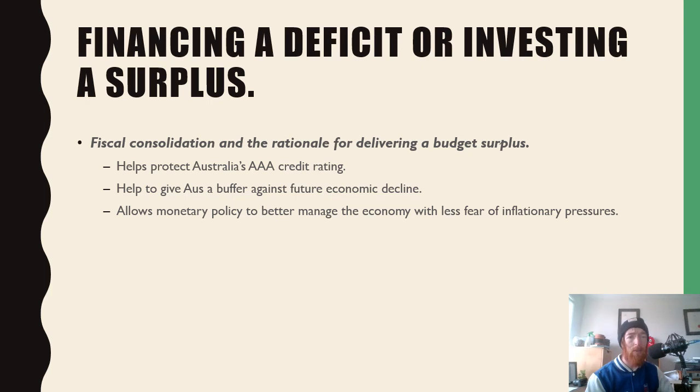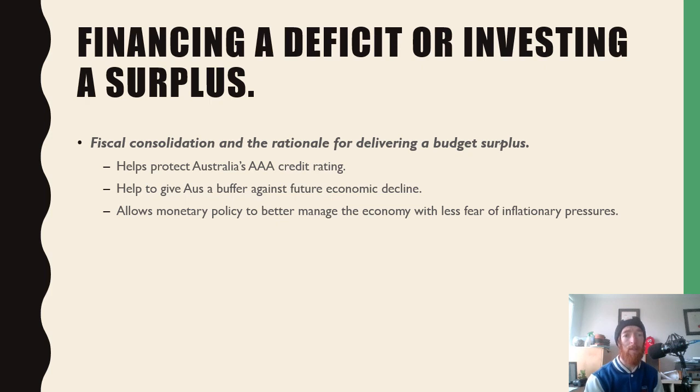It also will help give Australia a buffer against future economic decline. So if we get towards a budget surplus, it means we can put aside that money for a rainy day. Much like this pandemic, if we had money saved, we'd be in less strife overall because we'd be better able to finance any reparations we need to make to keep the economy stimulated.